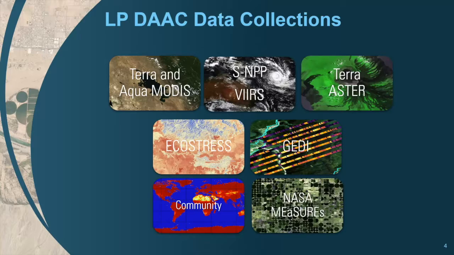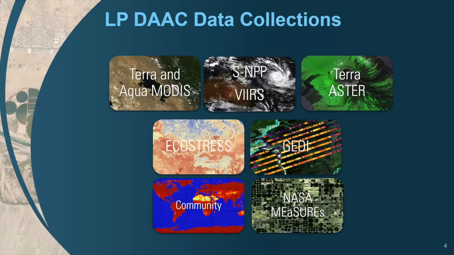Here are some of our biggest LPDAAC data collections. Starting in the upper left-hand corner, we have probably our most widely known and used products coming from the Terra and Aqua Moderate Resolution Imaging Spectroradiometer, or MODIS, instruments. Also, we have recently started distributing NASA's SNPP Visible Infrared Imaging Radiometer Suite, or VIIRS, land products, which are similar to MODIS. In the top right, we have Terra Advanced Spaceborne Thermal Emission and Reflection Radiometer, or ASTER, data.